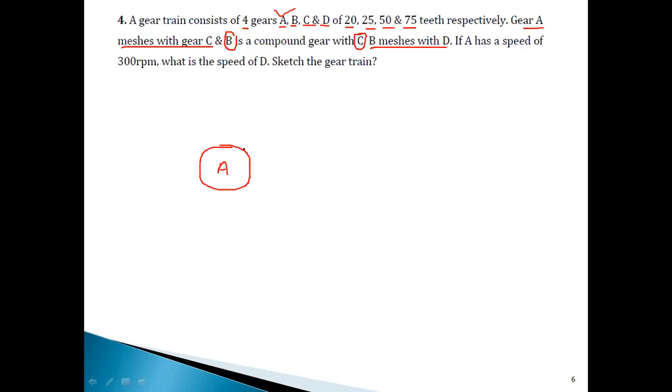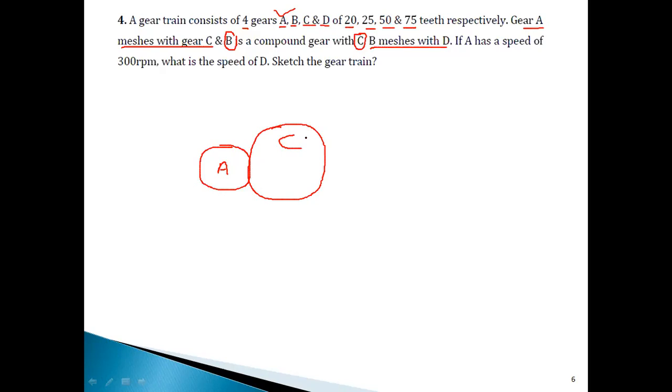So right now I will show you here. He says gear A is meshing with gear C, which means gear A is giving its power to gear C. So now see here, this is gear C. Gear A is meshing with gear C. This is the sketch. It has 50 teeth.